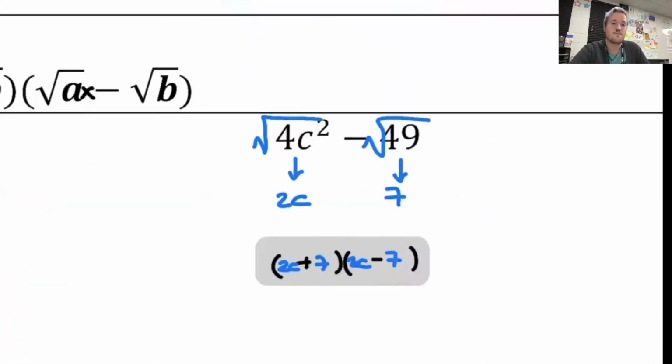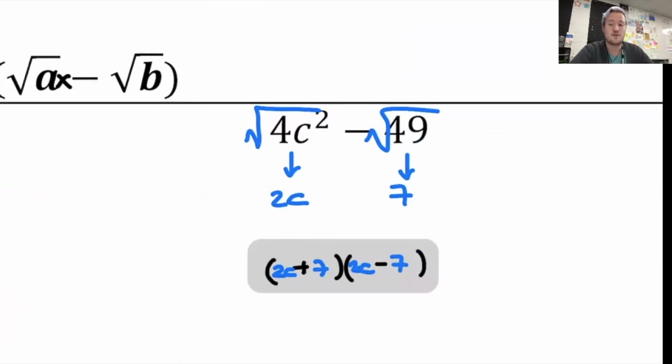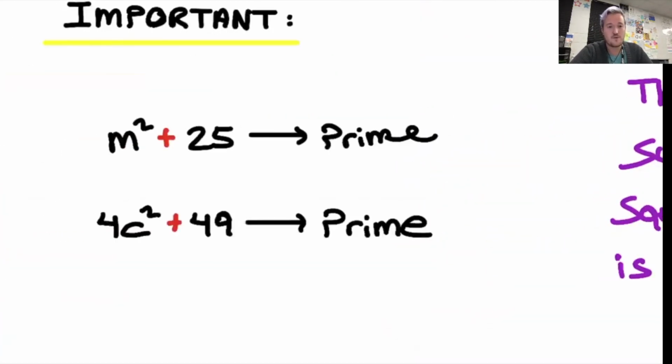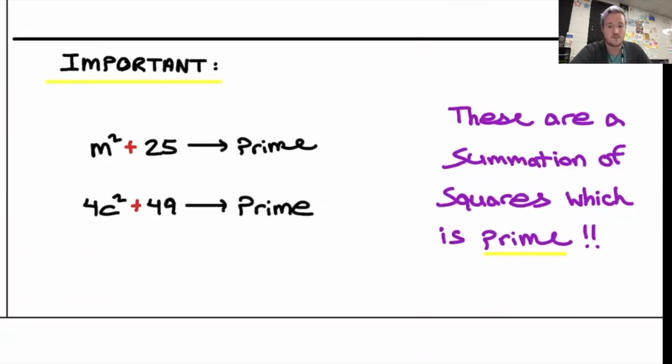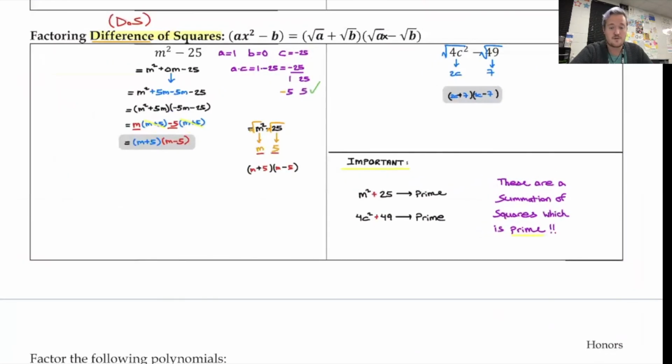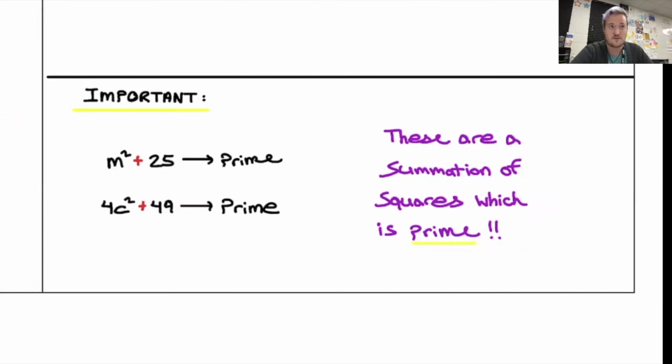All right. So one thing to really emphasize here is please notice the fact that it says a difference of squares. So a difference of squares means subtraction. So if you ever see m squared plus 25, or if you ever see 4c squared plus 49, this is a summation of squares. Summations of squares are prime. Those are not going to factor into anything. So you have to be careful. If you ever see something that's plus, it is prime. All right. So that's not actually written in the notes, so I would definitely take a minute, pause here if you need to, and just write this in your notes.